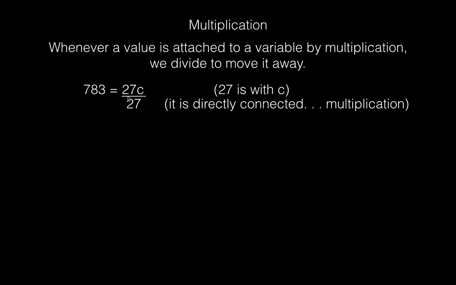Now remember again, the algebraic way to show division is to put a line under the 27. So divided by 27 here, which means I must also divide by 27 here. When I divide that, you end up with the answer of 29. Copy down your equal sign. 27's gone, so we just bring down our C, and you have your answer.